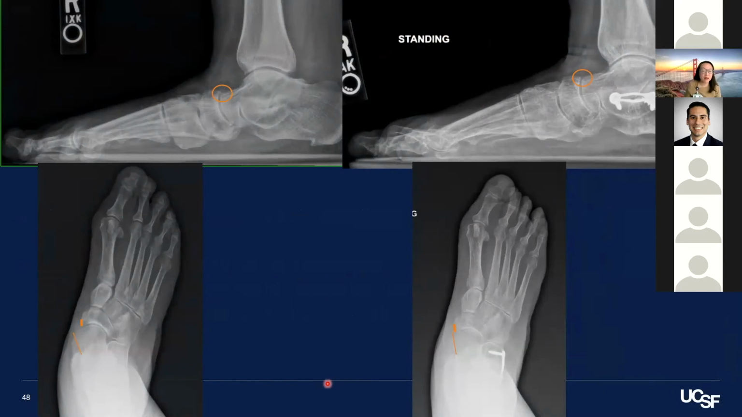So this is just a patient of mine that I did a lateral column lengthening on. And you can see in these preoperative x-rays that this patient had some talar head uncoverage here. And then you can see there's a little bit of sag at the talar navicular joint. And then after they had this lateral column lengthening, and of course the calcaneal osteotomy, this sag is improved. And then also on the AP view, their foot is not as abducted anymore.